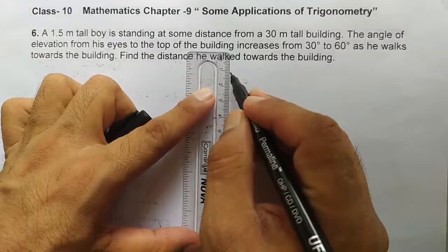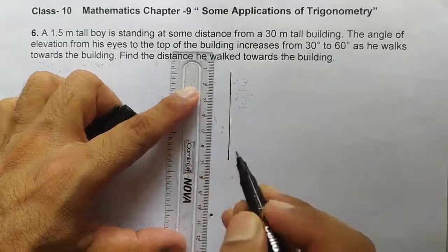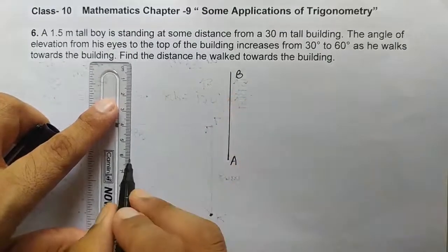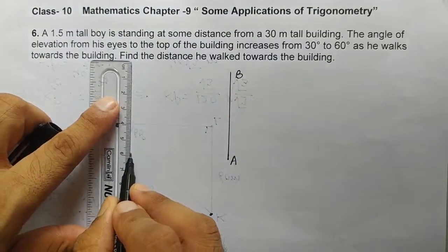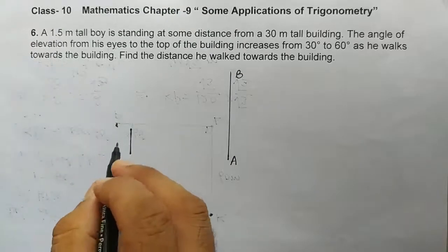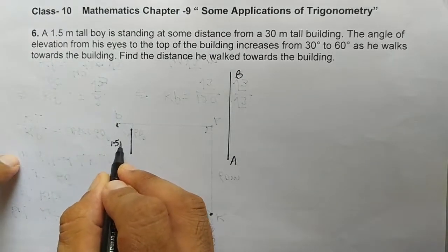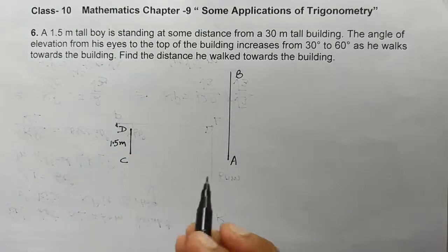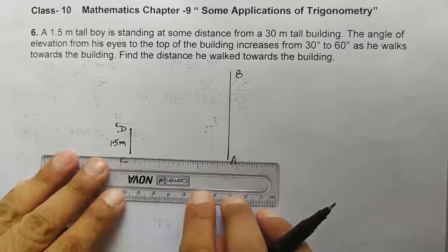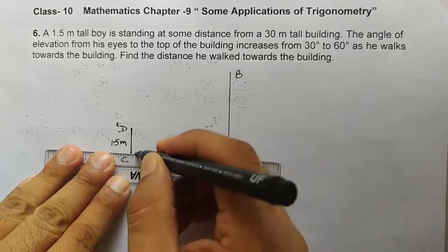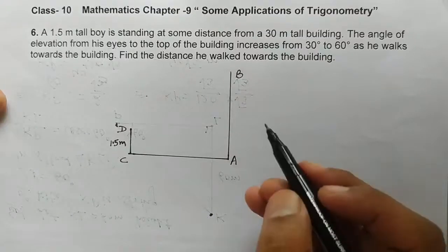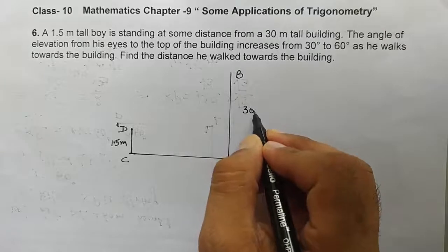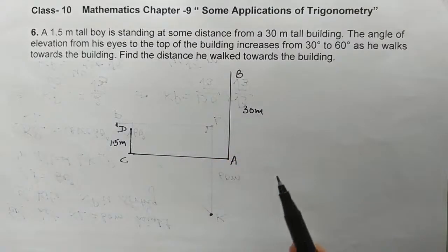See here, we have read the first line and we have drawn this much diagram. This is the building. Suppose this building is AB and this is the boy at some distance from the building. This is the 1.5 meter tall boy. Suppose the position of the boy is CD. This is 1.5 meter. Now this is the distance between the boy and the building, right? AC is that distance, and this building is a 30 meter tall building. So AB is 30 meter, right? This is 30 meter. Now let's read the next line.